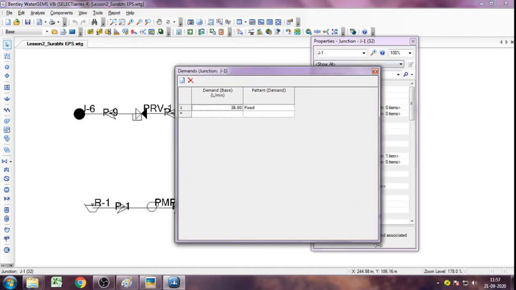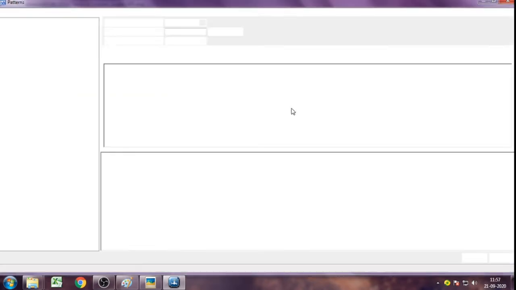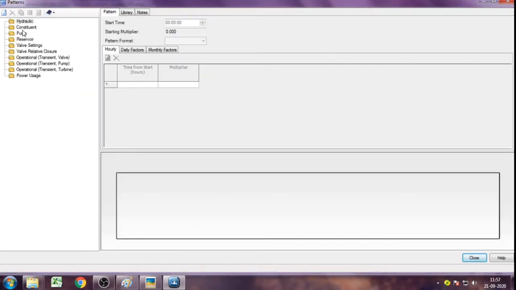Now change this base demand to 23 liter per minute. In the steady state analysis we had kept it fixed, but now we will have to change that. So we will have to add another case here. For that, go to this ellipsis and this dialog box will open. So this is the pattern manager which has opened, right?